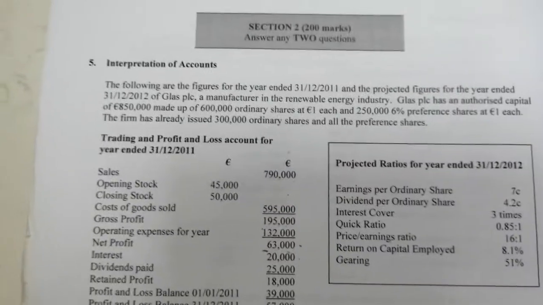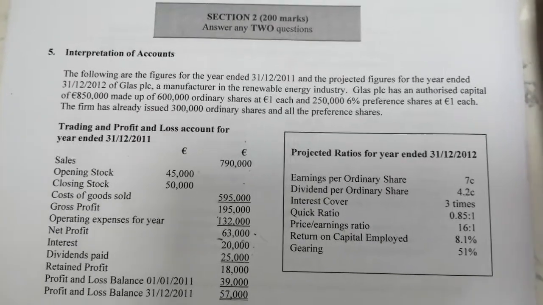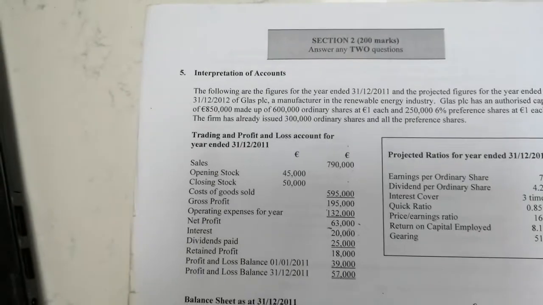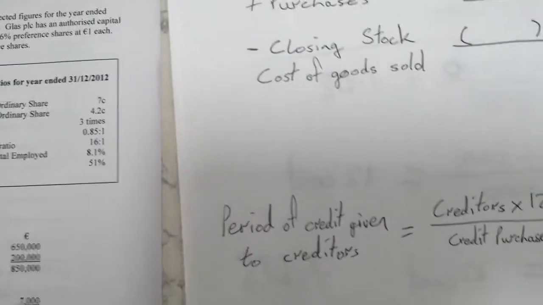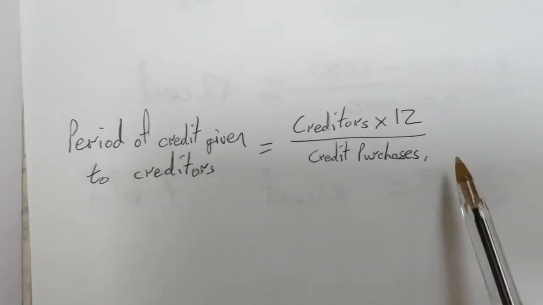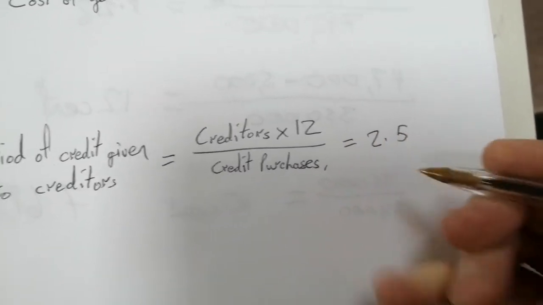Okay, so this is 2012 question 5, A part 1, and it's to find the cash purchases if the period of credit received from trade creditors is 2.5 months. So all I've done first here is I've written down the formula. Period of credit given to creditors is this, and we know that that's equal to 2.5 months.